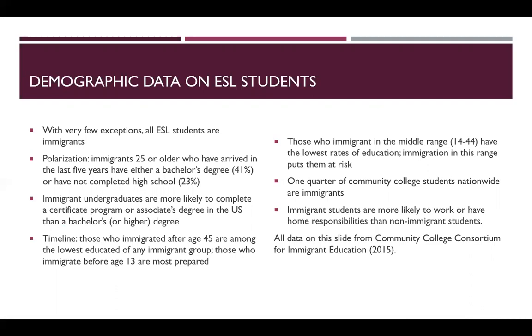The other thing to know is that there's a range, within the last 5 years, of 14 to 44 years. If a person immigrates to the United States between the ages of 14 and 44, that person has one of the lowest rates of education. So they're less likely to finish their education than people who immigrate at other ages. People who immigrate younger than that are more likely to be prepared for college. People who immigrate older than that are more likely to have the lowest education of any immigrant group.